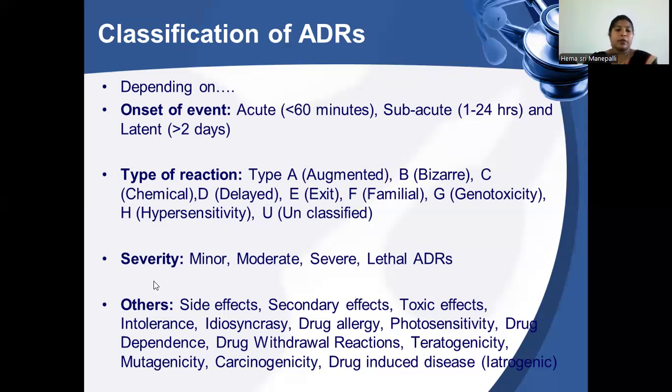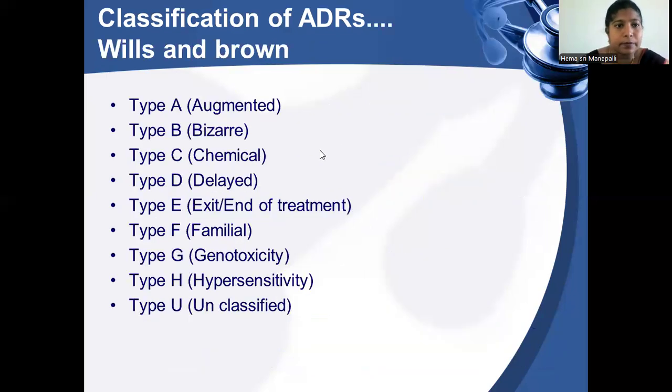And other types are side effects, secondary effects, toxic effects, intolerance, idiosyncrasy, drug allergy, photosensitivity, drug dependence, drug withdrawal reactions, and teratogenicity, mutagenicity, carcinogenicity, and drug-induced diseases. So these are the overall classifications we are studying in the upcoming slides.